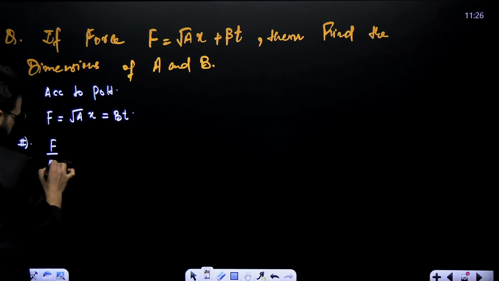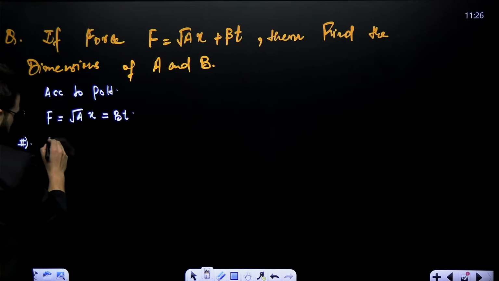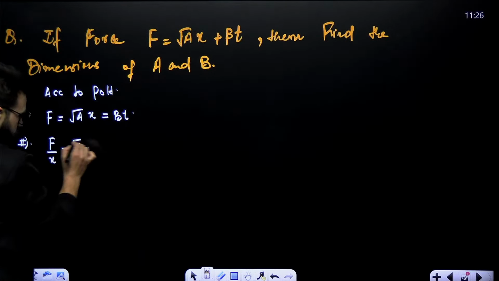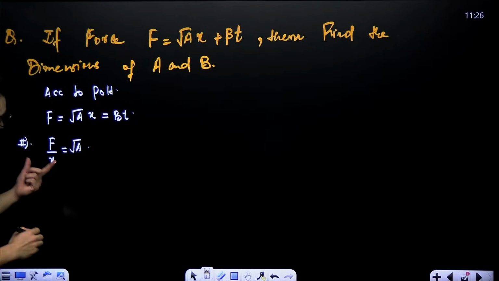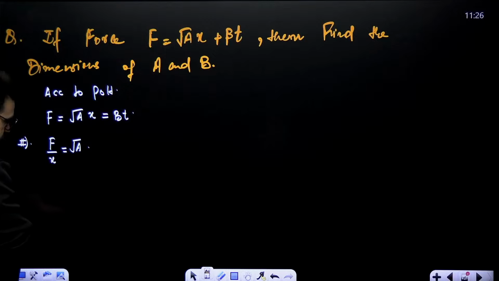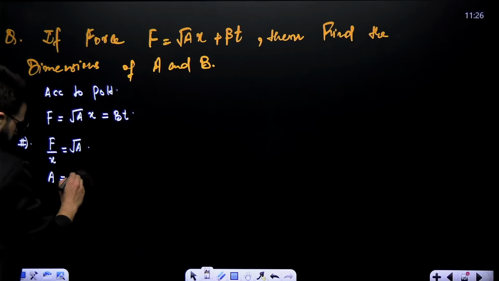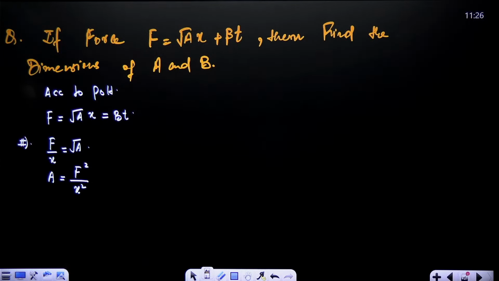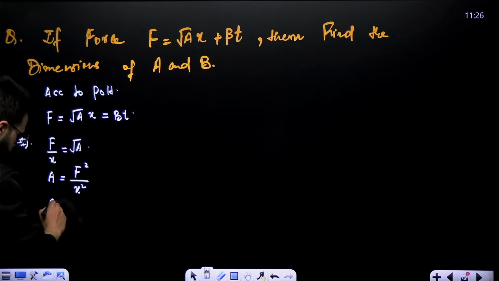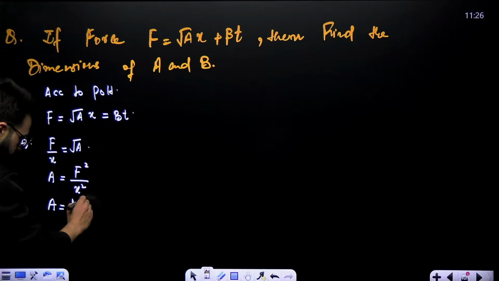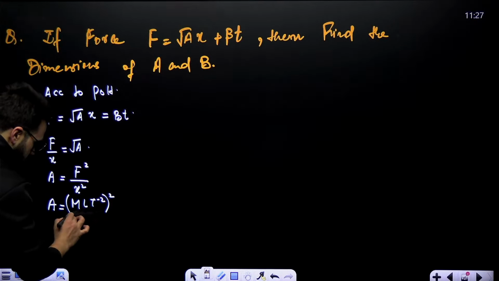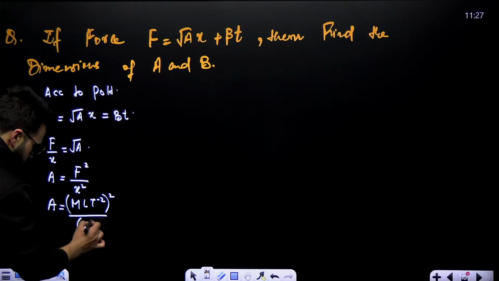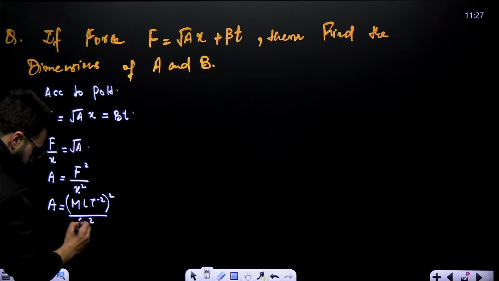So F divided by X is equal to root A. Take this root over here, it will become square. So I can say A will be equal to F square divided by X square, because if you take this over here, it will become square. Now my dear friends, A is equal to, so what is the dimensional formula of this? M L T minus 2 whole square upon X square. For X it is L square.